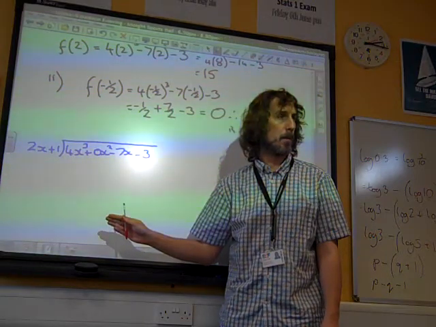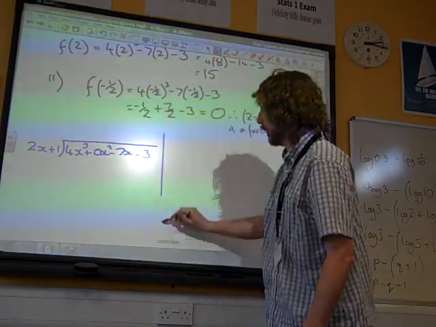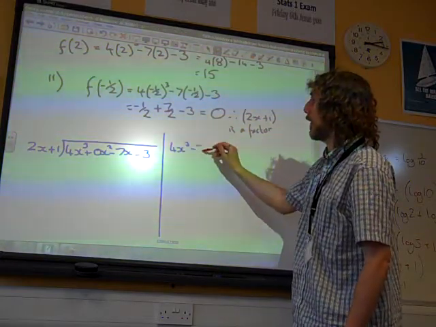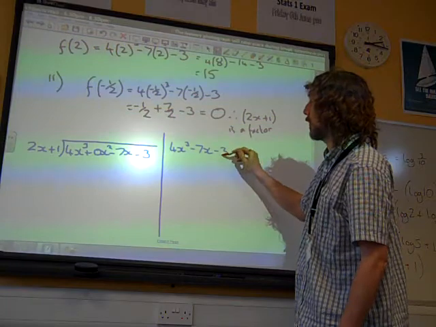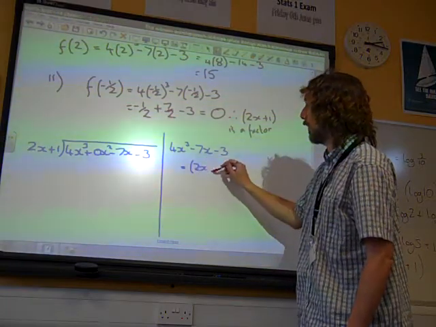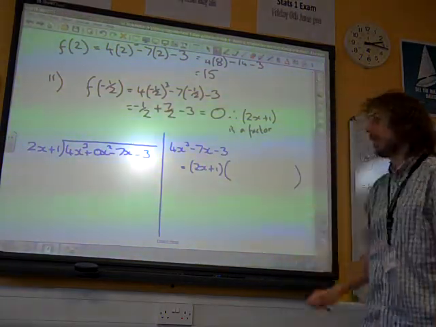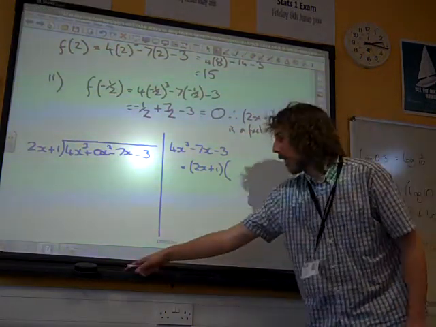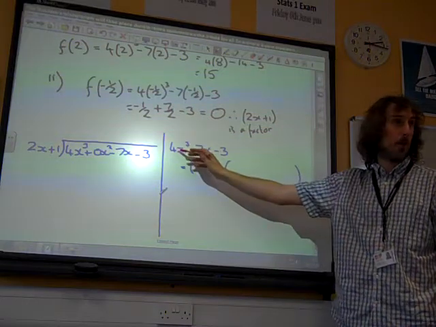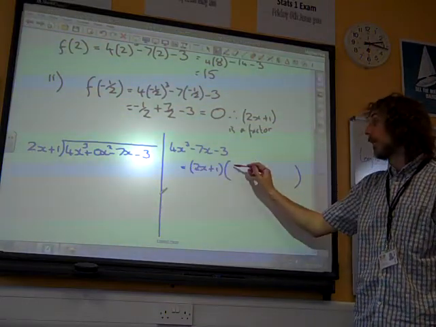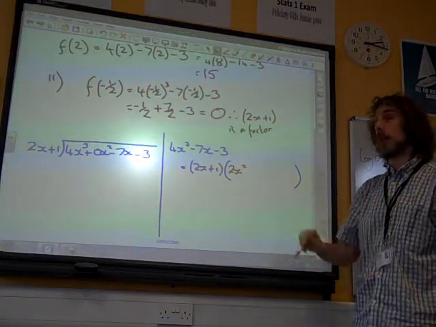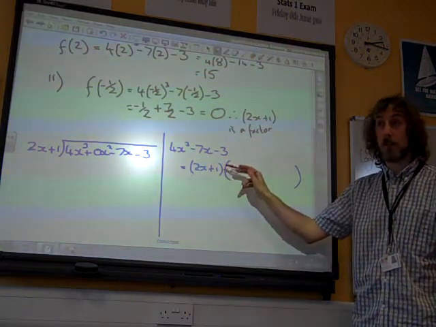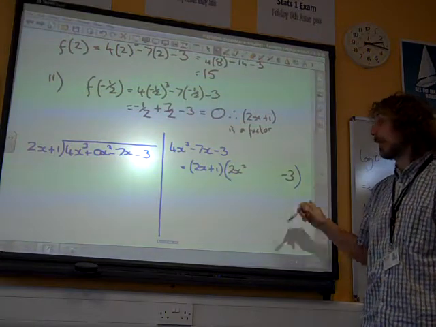Do you remember that? I'm not going to do that right now, because I would do this by saying we've got 4x cubed minus 7x minus 3 is 2x plus 1 times something. And all I need to do is to get what's in here. And in here, well, to make 4x cubed, I must multiply 2x by 2x squared. So there must be a 2x squared at the start. To make minus 3 at the end, I must do plus 1 times minus 3.